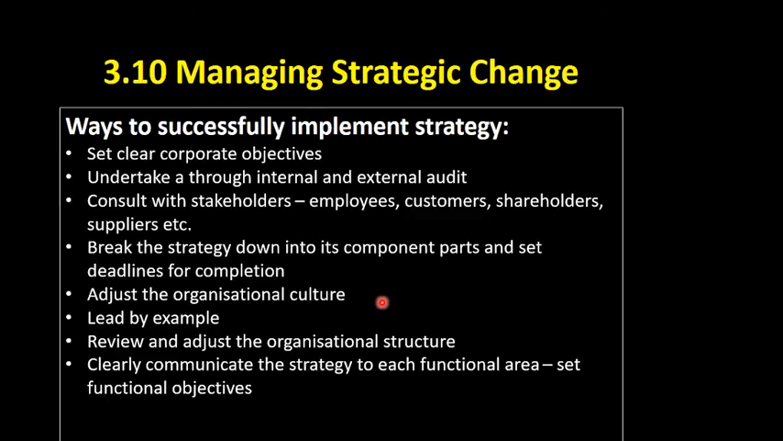We need to clearly communicate the strategy to not only our stakeholders but to each functional area, and it should be clear how each functional area is going to help contribute to the overall strategy. If we get people on board, if people believe that they have been consulted with and then the strategy has been clearly communicated to them and it's clear what contribution they're playing towards achieving that strategy, it's likely that that strategy will be better implemented. We need to measure progress.